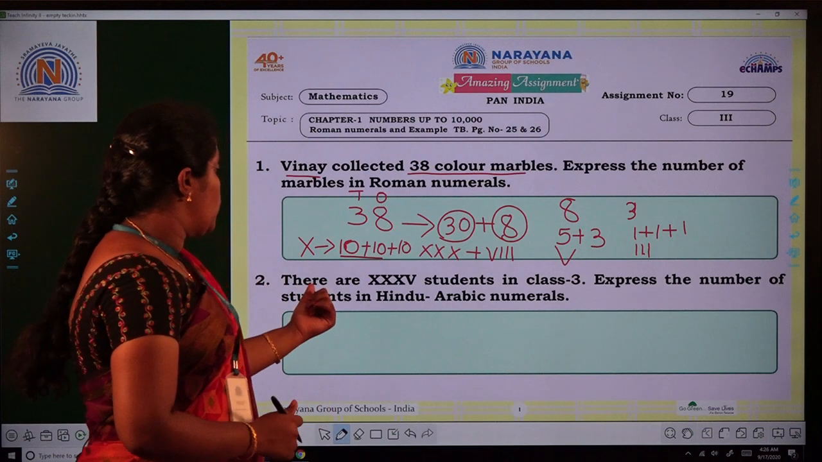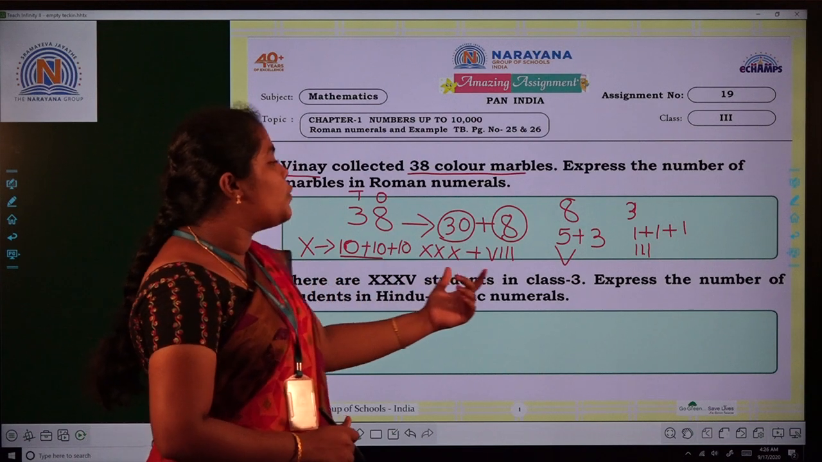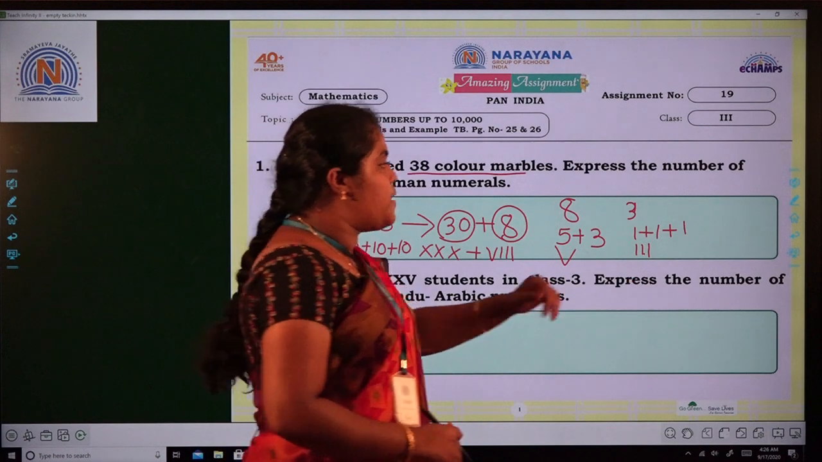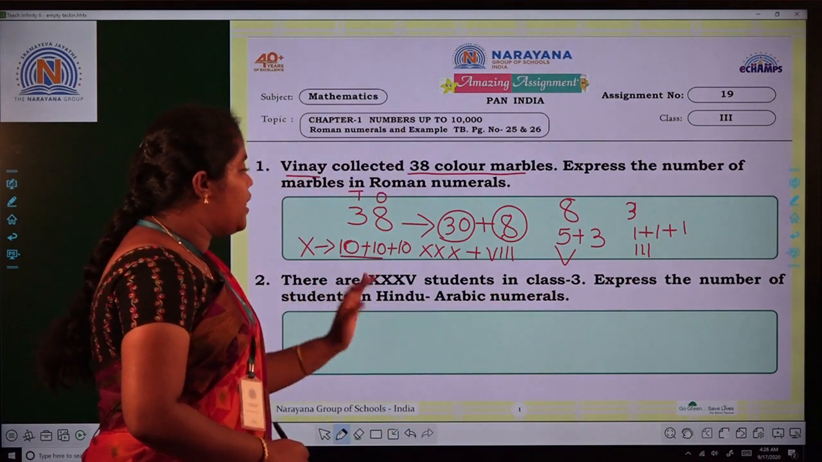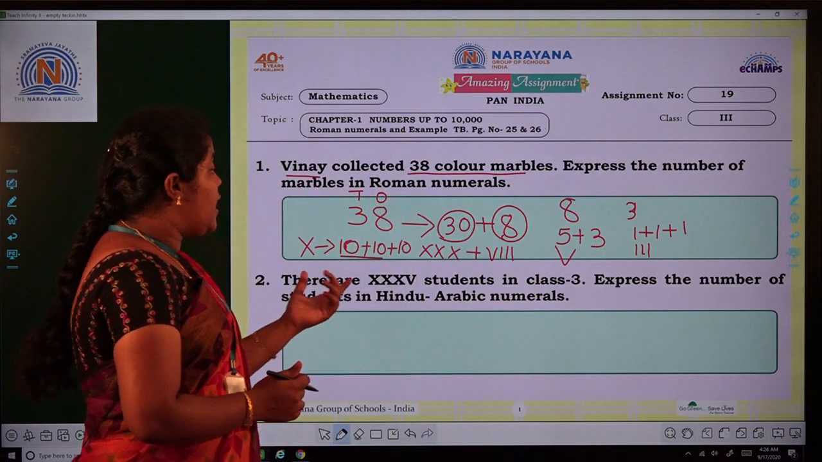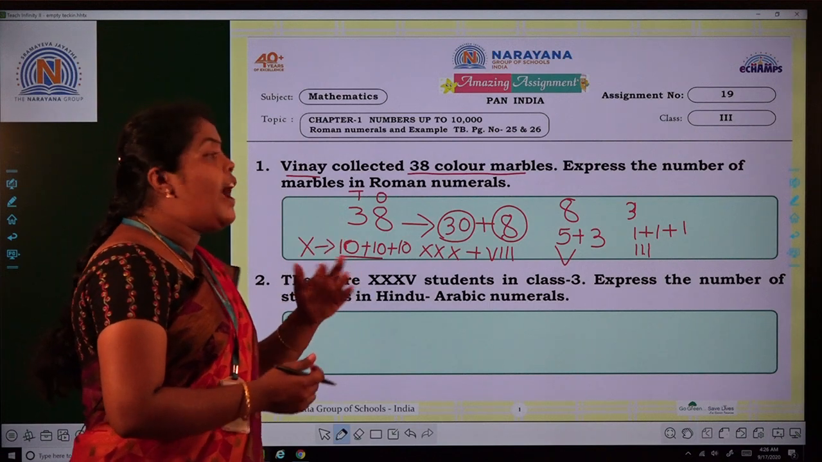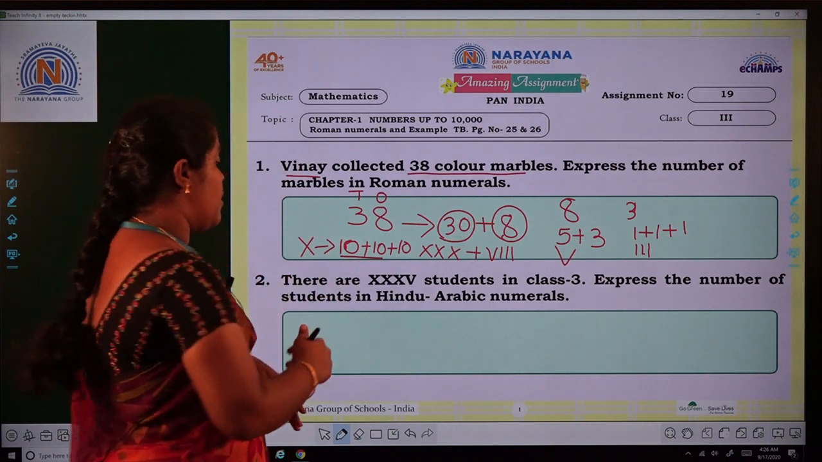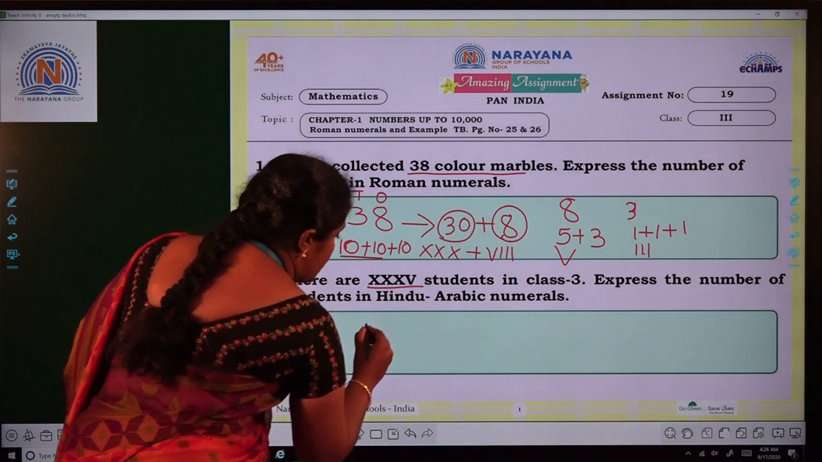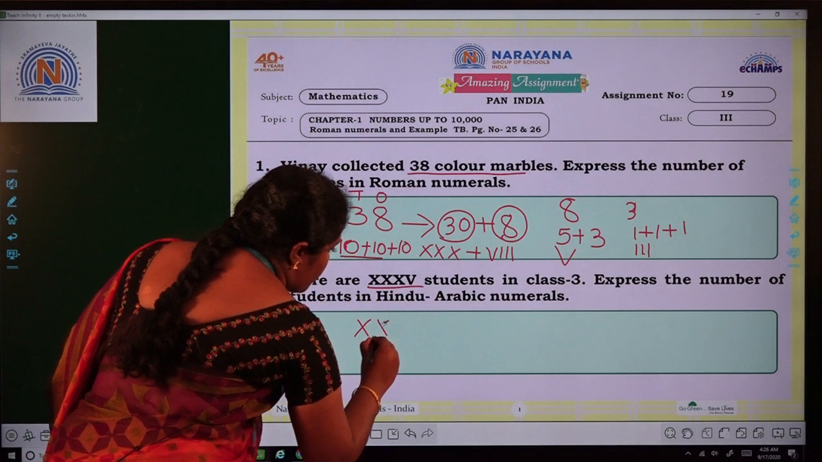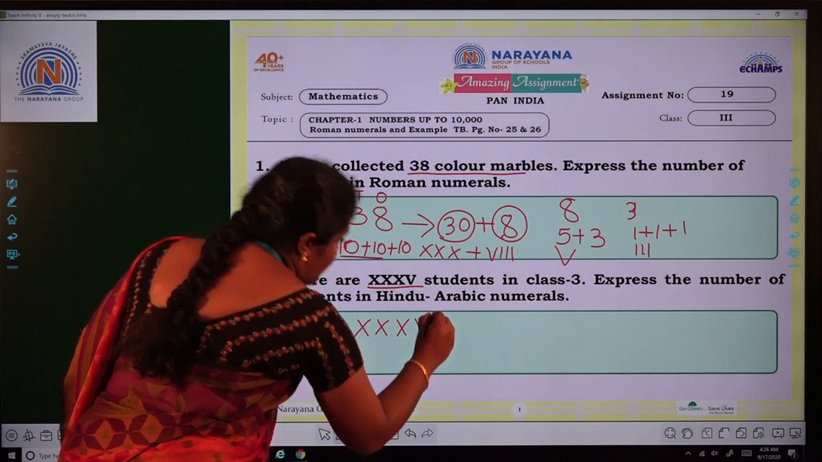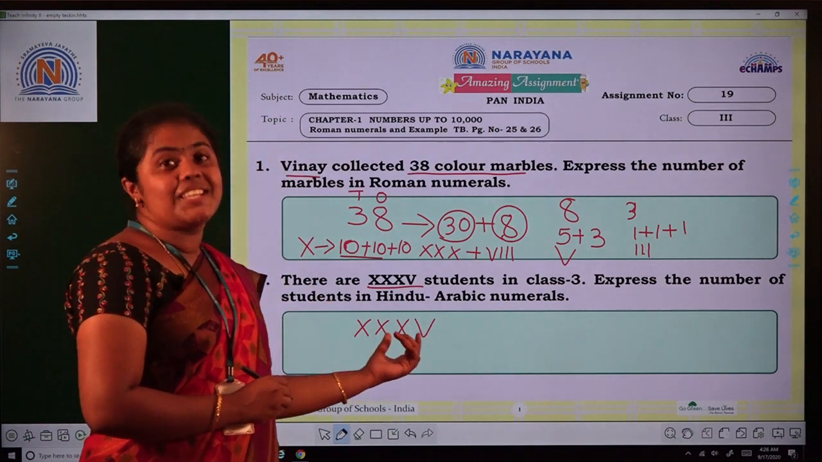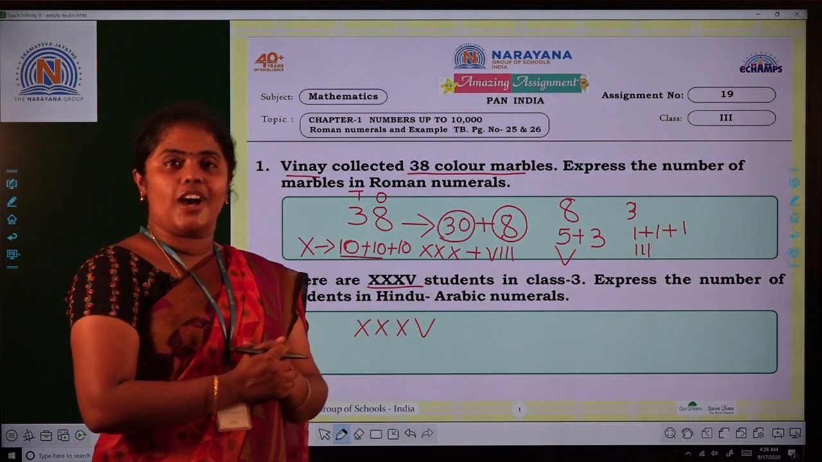Next, second question. There are triple XV students in a class 3. Express the number of students in Hindu Arabic numerals. So there is given one Roman numeral. So we have to convert into Hindu Arabic numerals. The given number is triple XV. My dears, it is triple XV. It is in Roman system. We have to convert into Hindu Arabic system.